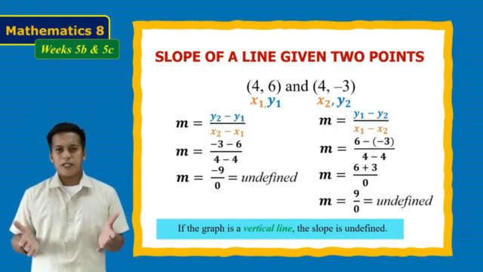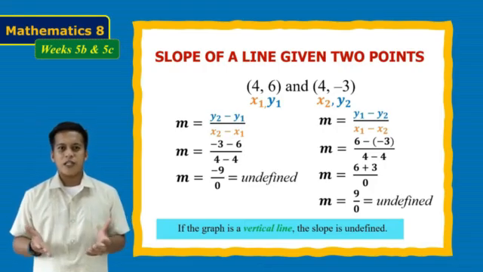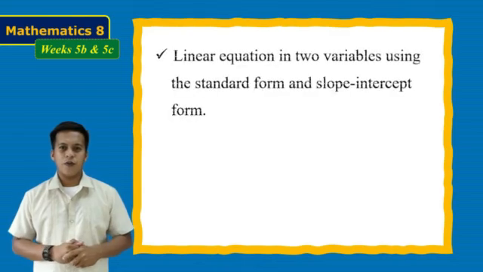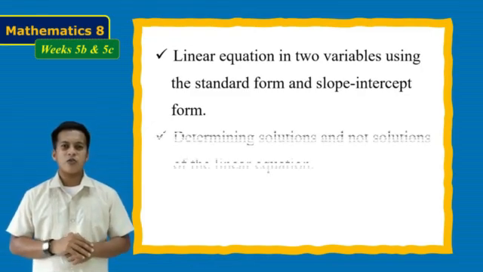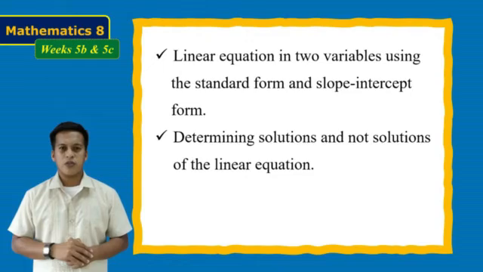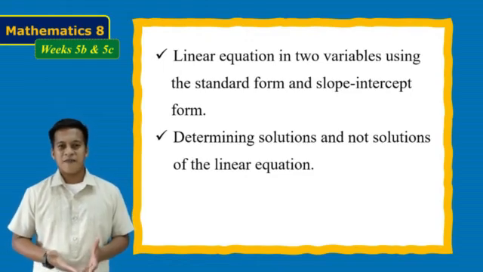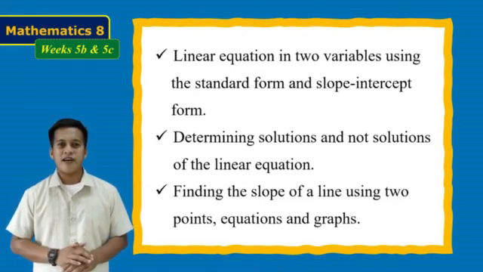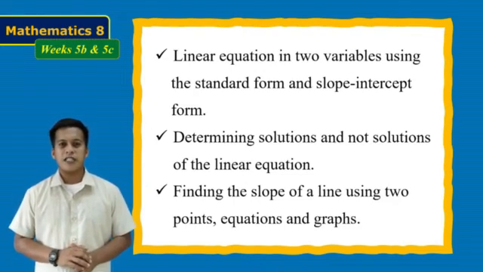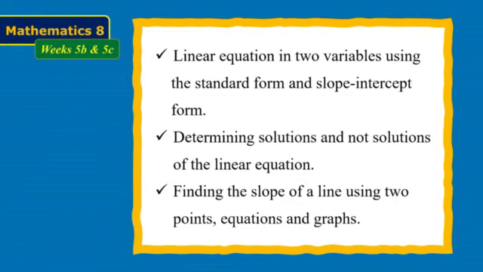To sum up our discussion, we illustrated linear equation in 2 variables using the standard form and slope-intercept form. It was followed by determining solutions and non-solutions of the linear equation. Lastly, finding the slope of a line using 2 points, equations, and graphs were discussed through illustrative examples.